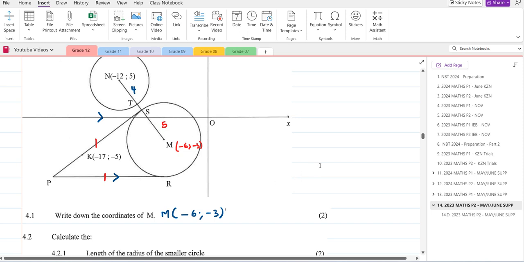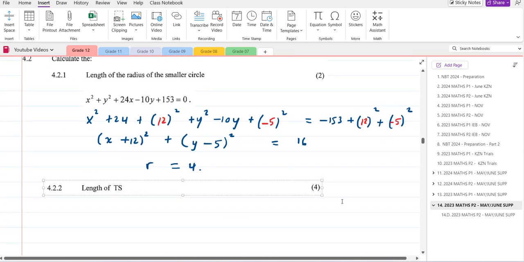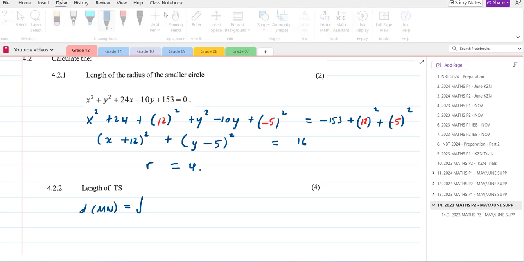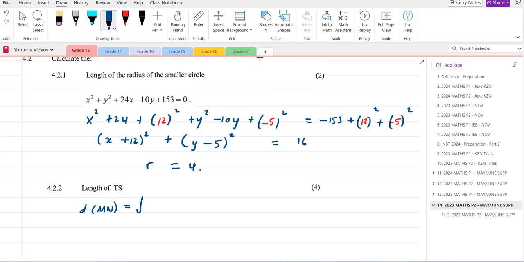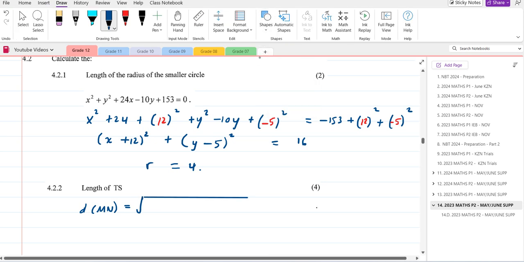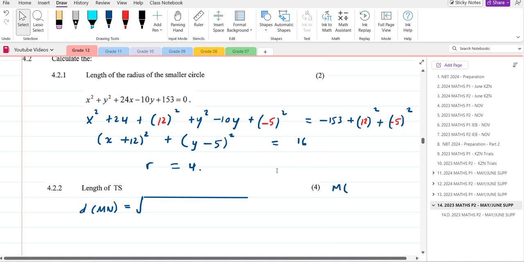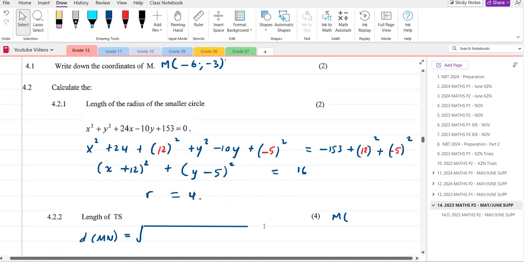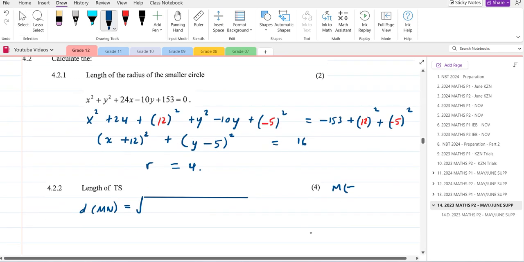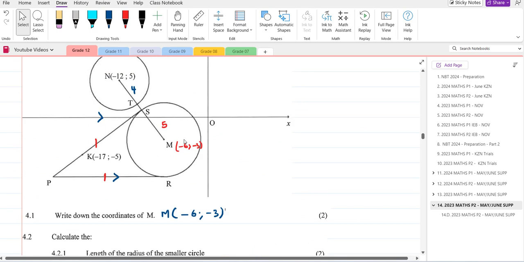So first we need the distance MN. We're going to use the distance formula. Remember what M and N were. Let me just write it here. M is minus 12 and 5. And N was minus 6 and minus 3. Let's just double check. N, minus 6, minus 3.